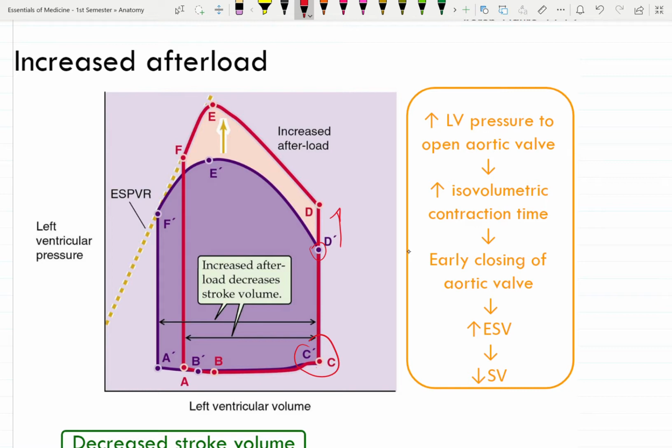The second thing that can be observed occurs at point F. What does point F represent? Well, it represents the aortic valve closing, right? And so in this case, we see that it doesn't go all the way here. That means it's going to close sooner, right? So early closing of aortic valve. And that can be represented as this change right here, right?